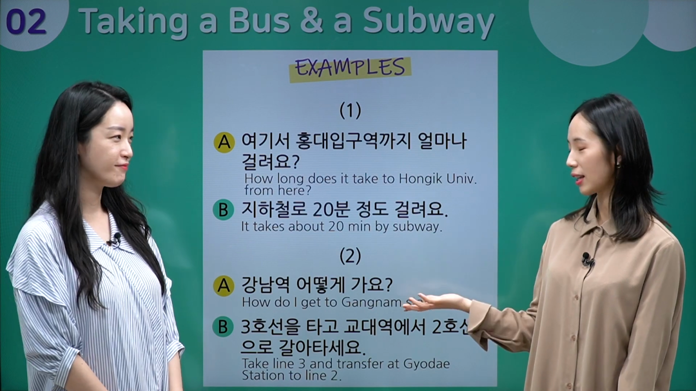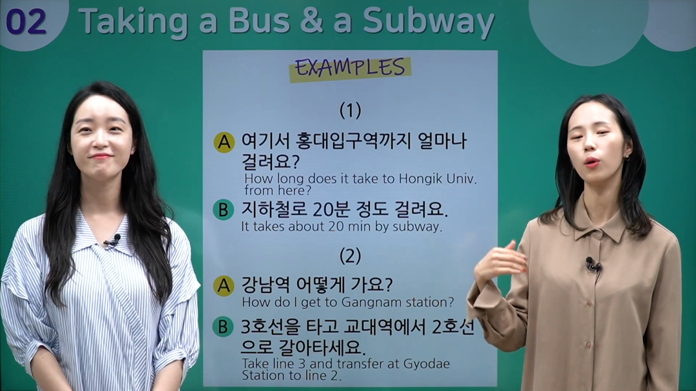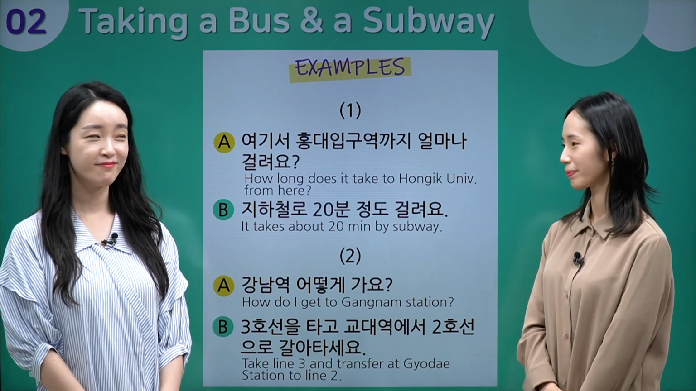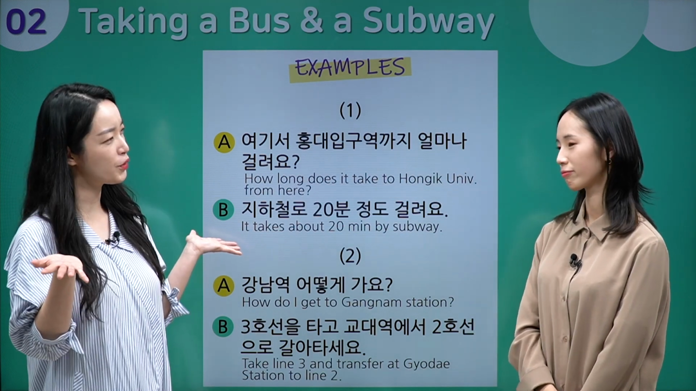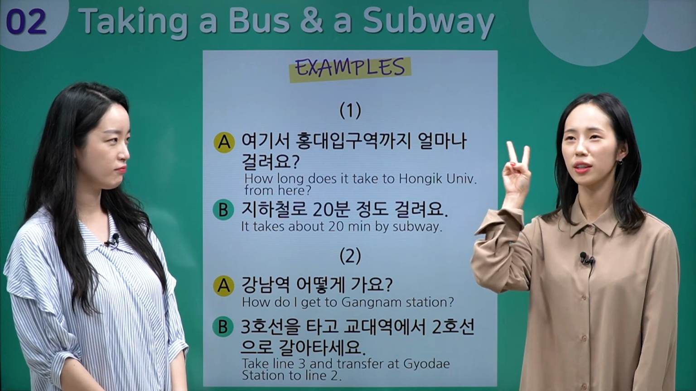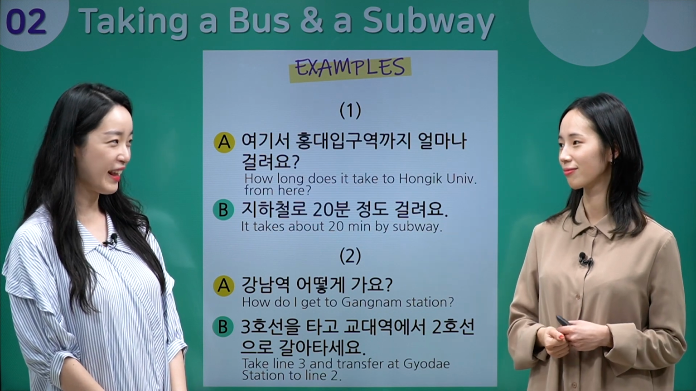Number 2, it is used when you want to ask how you can go to somewhere. 강남역 어떻게 가요? 3호선을 타고 교대역에서 2호선으로 갈아타세요.